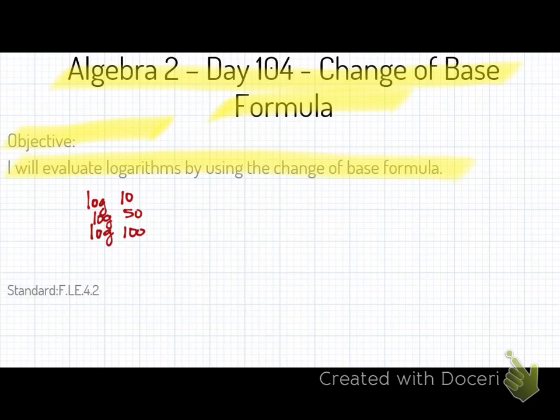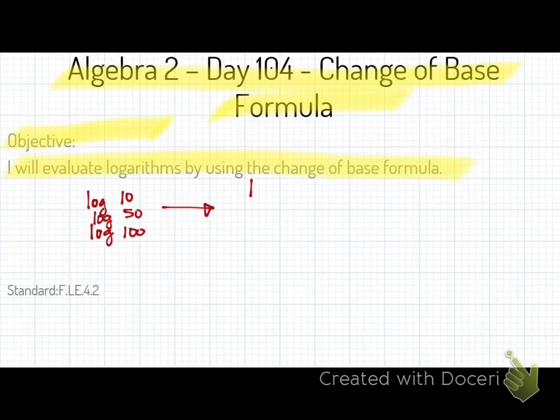Then we actually put it into the calculator and we got, what did we get? 1.7. And if we rounded it to the nearest thousandth, it was like 1.699 or 1.698, right? So, was that it? Okay, cool.